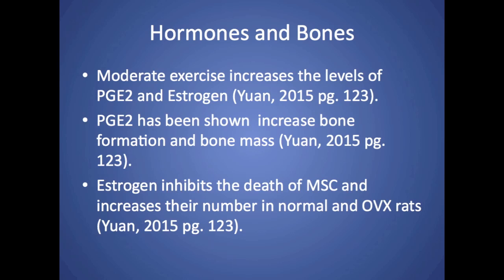So exercise has many effects on bone cells, but it also has an effect on hormones. Moderate exercise increases the levels of PGE2 and estrogen. PGE2 has been shown to increase bone formation and bone mass, and estrogen inhibits the death of mesenchymal stem cells and increases their number in normal and OVX rats.